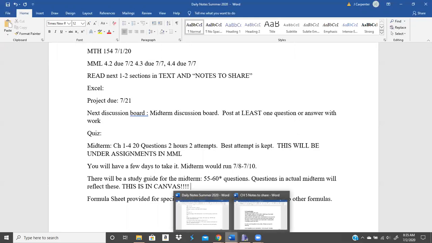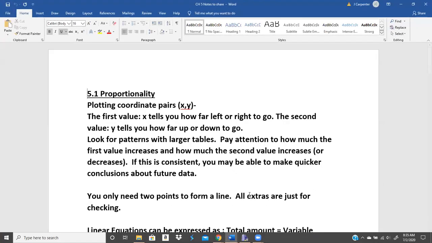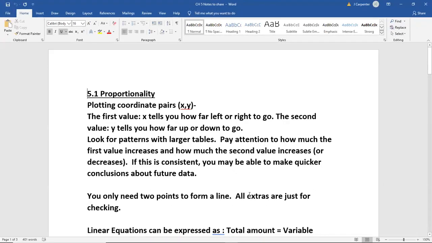Anyways, it doesn't matter. So let's move on to chapter 5. Chapter 5 is all about what we call linear functions. Linear functions are called linear functions because their pictures are lines.